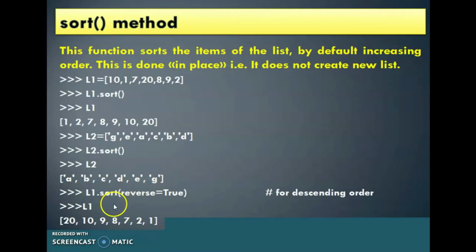Okay. Then next statement, L1.sort(reverse=True). This one is an argument that is equal to true. That means we need the sorted values in descending order. For that, we can use this reverse argument equal to True. Okay. Then L1: 20, 10, 9, 8, 7, 2, 1. In descending order. Okay. Clear?